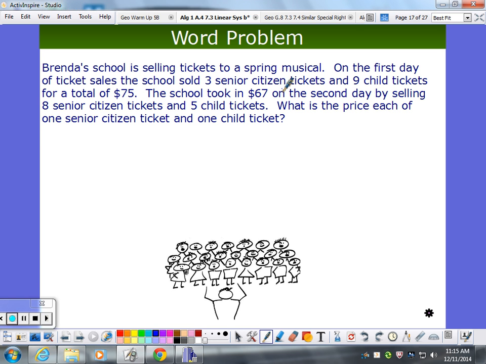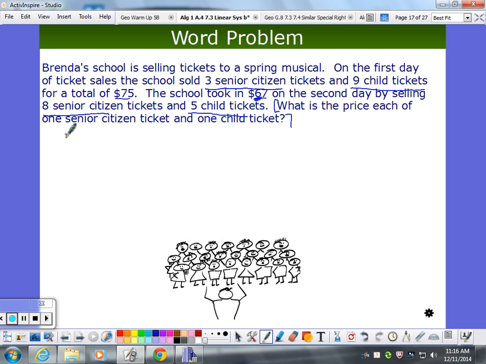So what's important here? 3 senior citizen tickets and 9 child tickets for $75, and 8 senior citizen tickets and 5 child tickets made us $67. They're worded slightly differently, but that's the important bit. What are they even asking me for? What's the price of each: 1 senior citizen and 1 child ticket? Okay, hang on. So how do you do these?